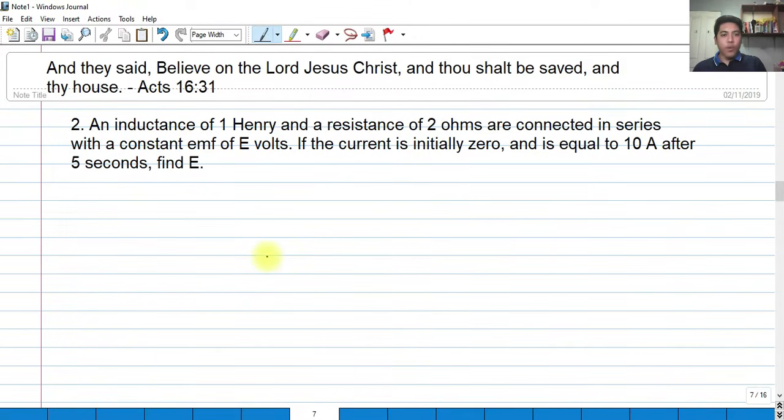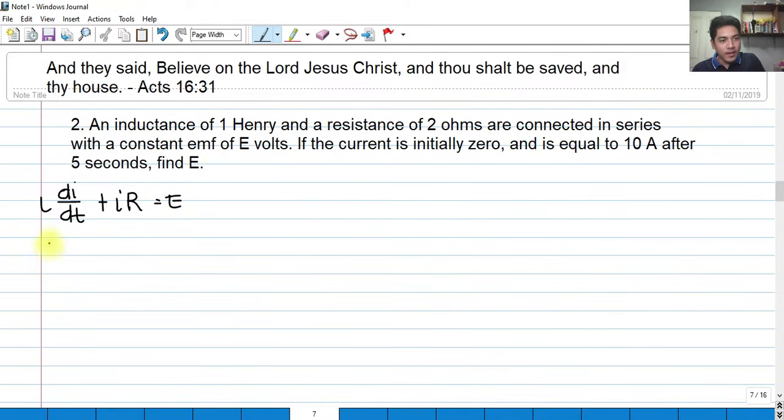An inductance of 1 Henry and a resistance of 2 ohms are connected again in series with a constant EMF of E volts. If the current is initially 0 and is equal to 10 amperes after 5 seconds, find the value of E, or the voltage source. So let me first rewrite again our formula: L di/dt plus I times R is equal to E. And we're going to plug in the given.